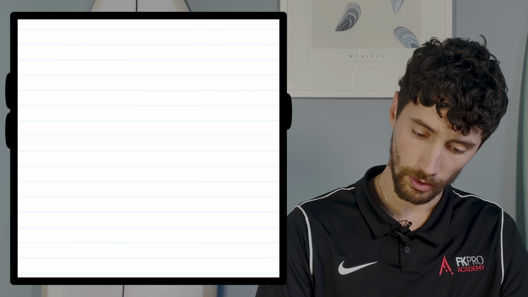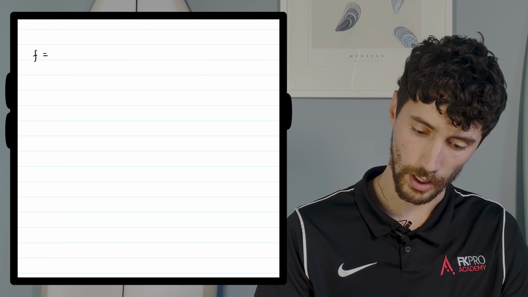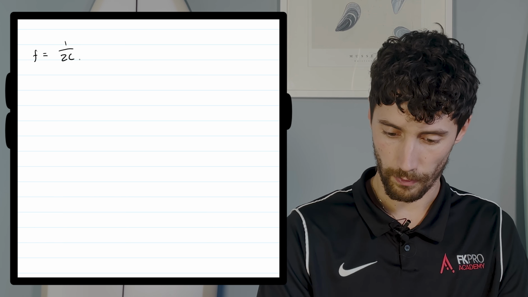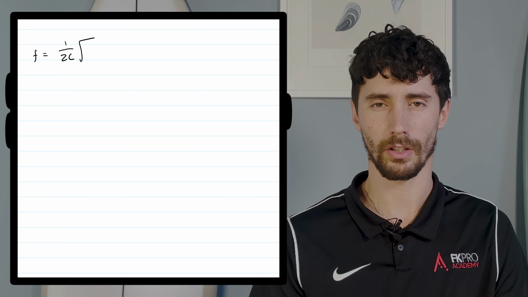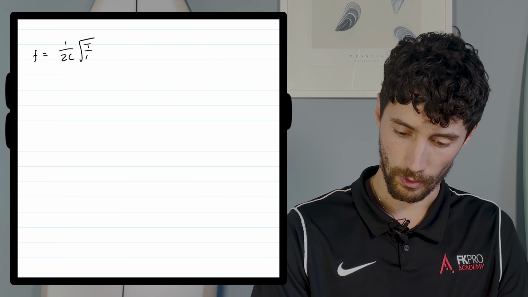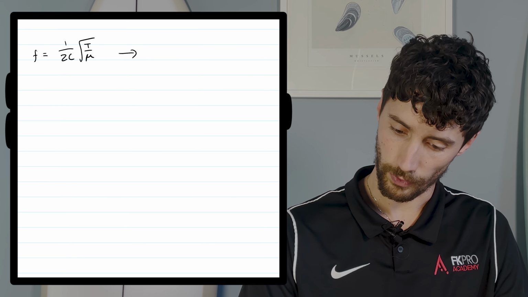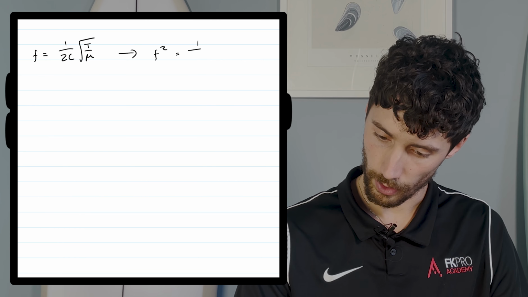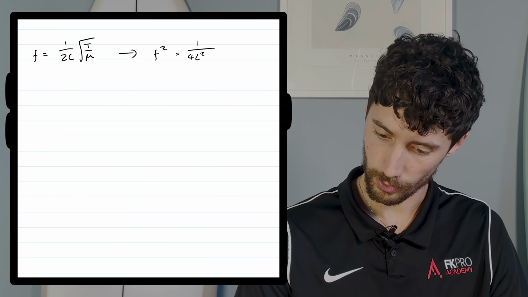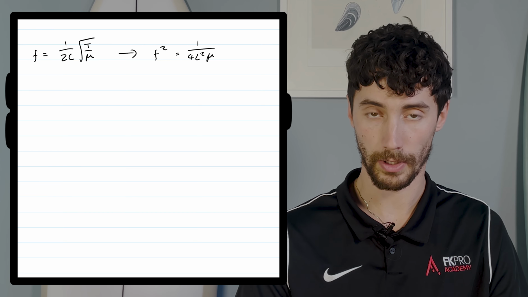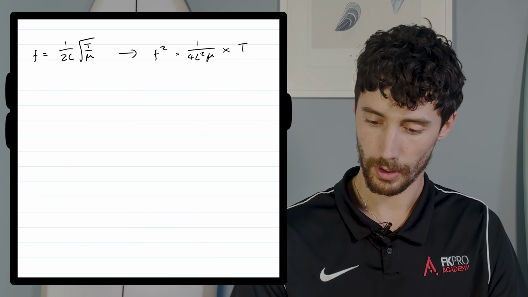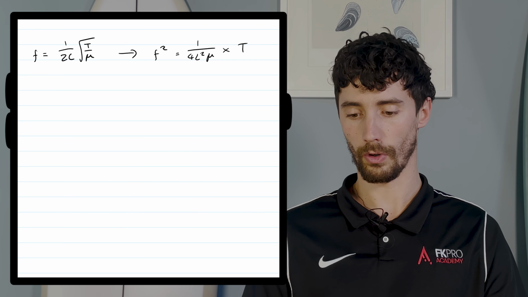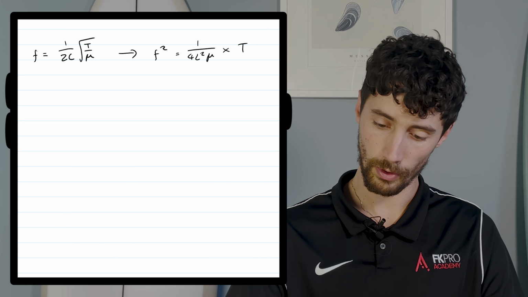And a similar type of equation would be the fundamental frequency of a stationary wave on a string. So if I square both sides, I get f squared equals 1 over 4L²μ, because I've split up my fraction, times tension. So my gradient is therefore given by 1 over 4L²μ.